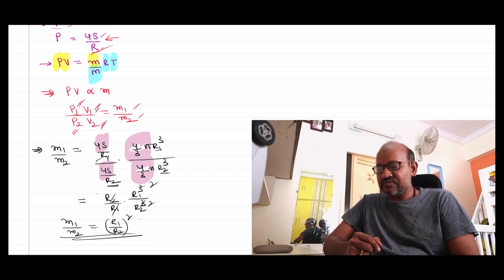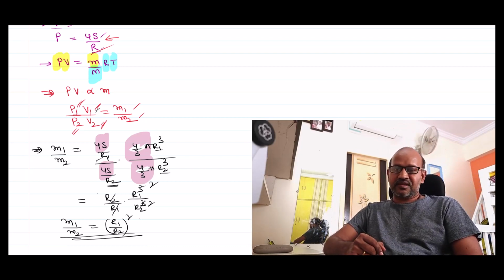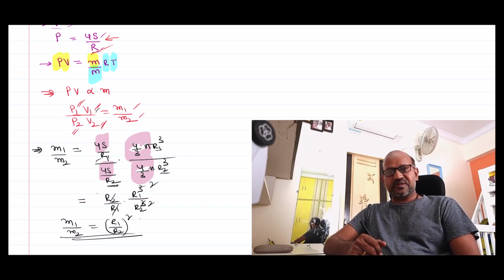That's how we need to solve this problem. So the ratio of the masses in the bubbles, when the temperature is the same, is directly proportional to the square of the radius. Thank you for watching.